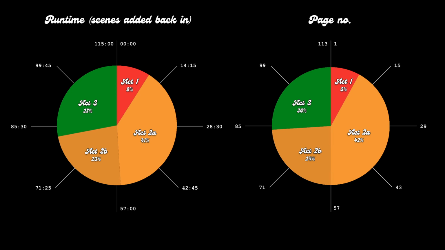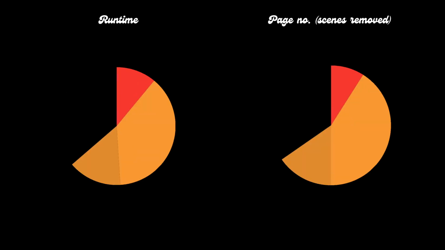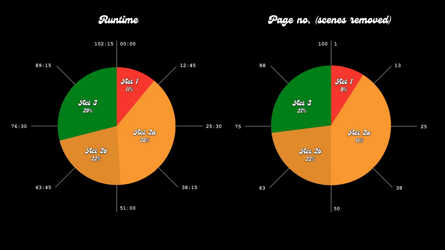And vice versa, if I remove them from the script, the page count drops from 113 to around 100, making them line up almost perfectly. So one page of script equaling one minute of screen time for this film pretty much checks out.